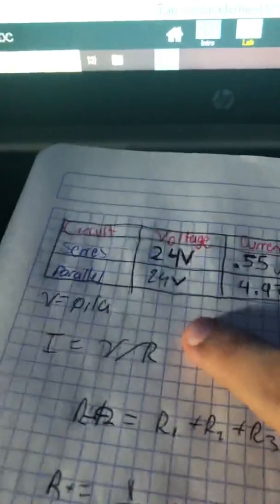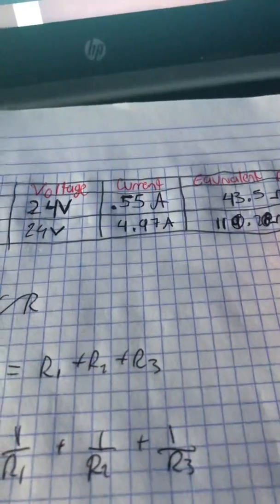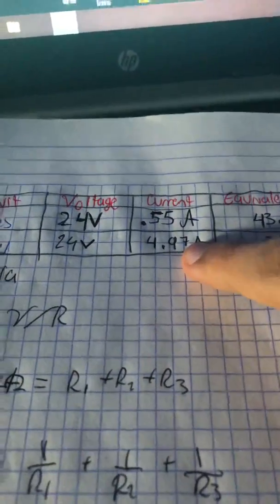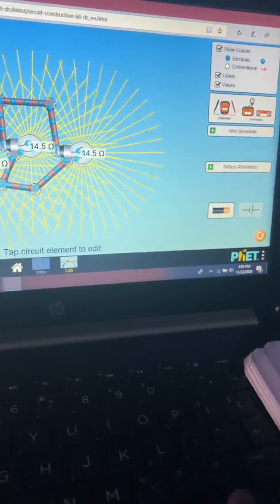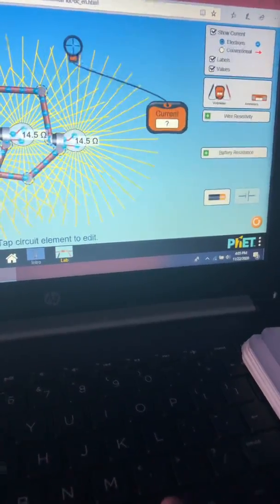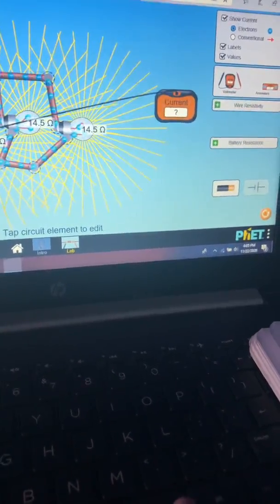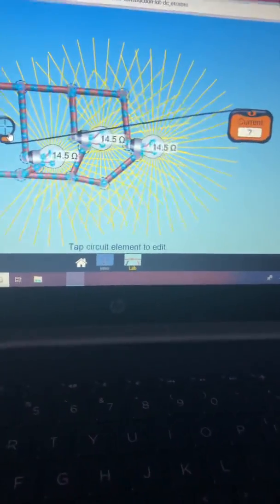And for the parallel, we use 24 volts, and we have this resistance, we divide it, and we have our current. Or more easily, we can simply grab the ammeter here, and we can see that it gives the same thing.